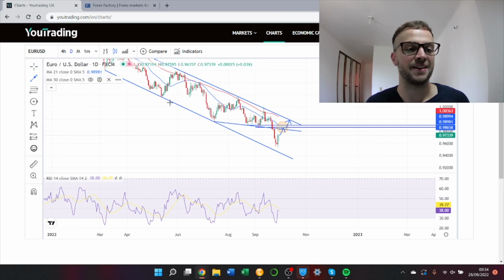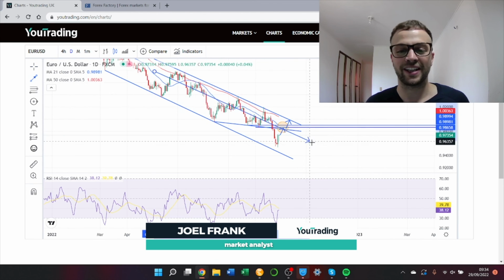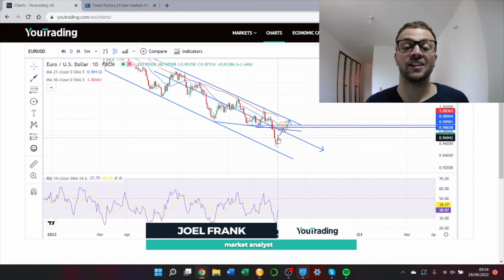So yeah, that's my trade idea pretty much, guys. Continue with this trend line, and look to sell rallies.